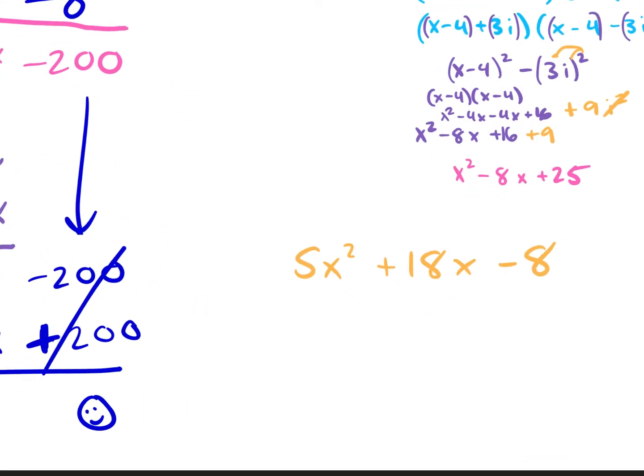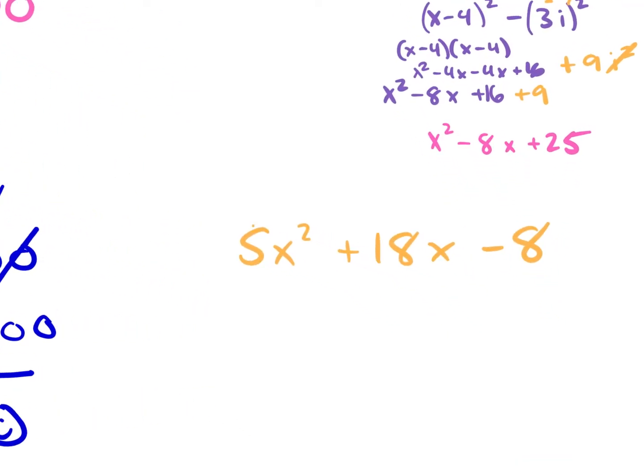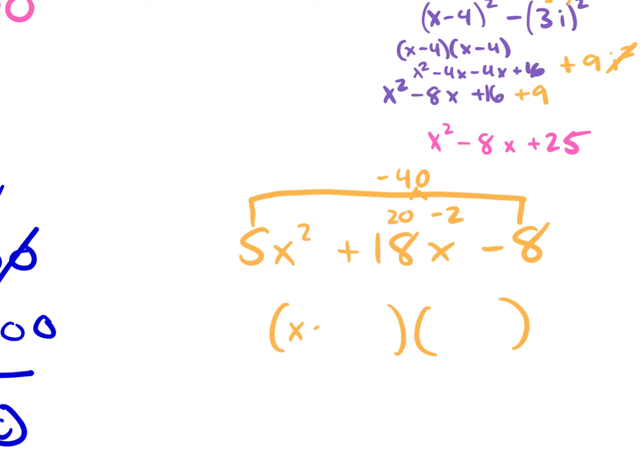How can I factor this? I can multiply the first times the last, so that gives me negative 40. Do I have two factors of negative 40 that add to 18? 20 and negative 2? Awesome. So I would have x plus 20, x minus 2.